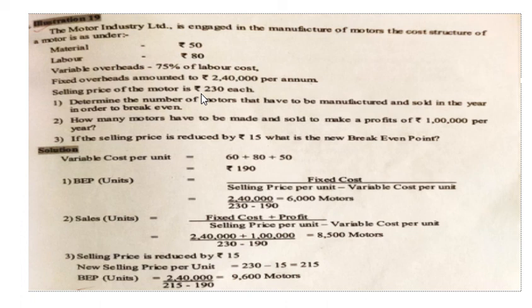So they've given us material, labor, and variable overheads, which is 75% of labor cost. So how much is your labor cost? Rupees 80. So 75% of it will be your variable overheads. So 80 into 75% is 60. So 60 will be your variable overheads.